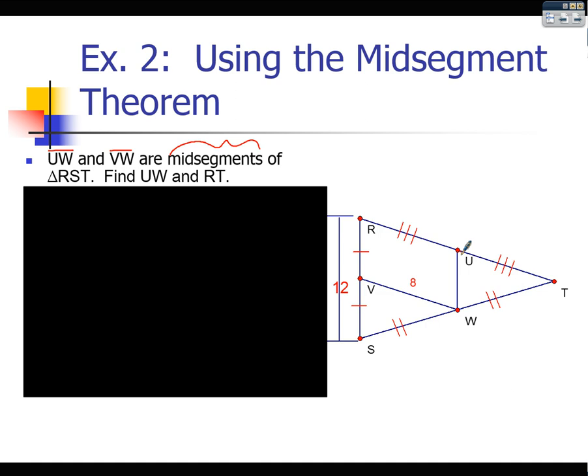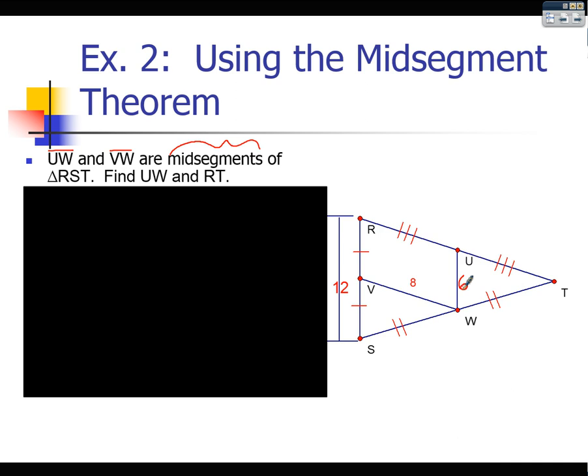So what do we think here? Anybody want to tell me what the length of UW is going to be? Go ahead. 6. How'd you get that? Because it's half of 12. Half of 12. Yeah. This segment, because it's formed from the midpoints of RT and ST, must be parallel to RS and half the length, right? Good. So that's got to be 6.